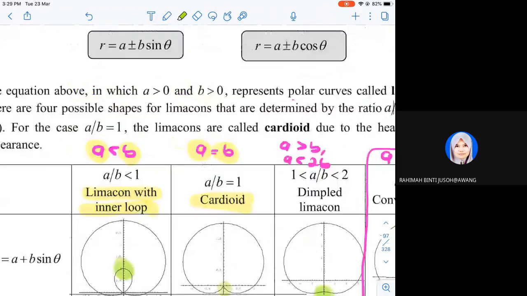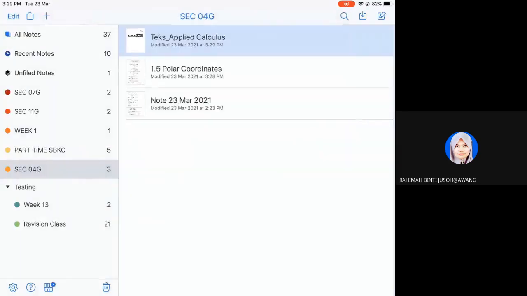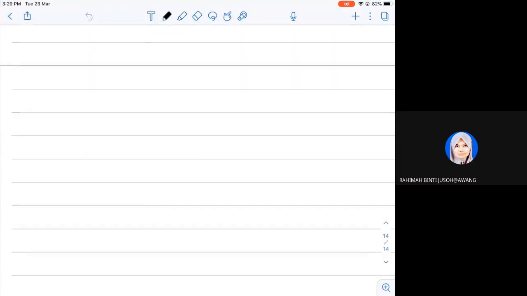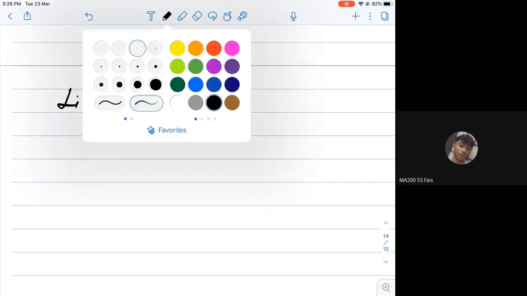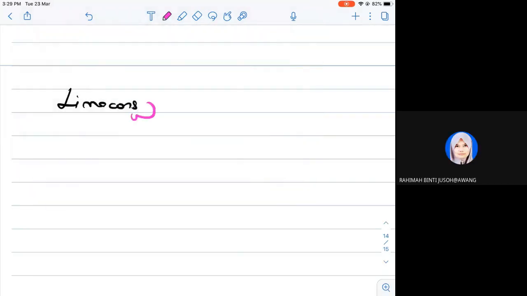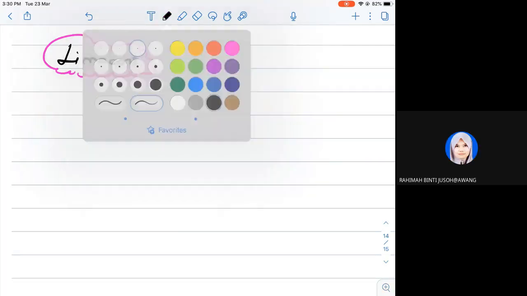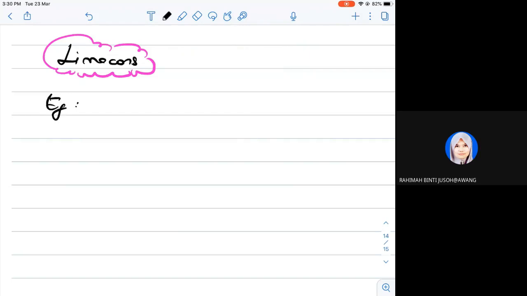Okay, kalau kes dia berlainan A dengan B tu. Okay, saya bagi satu contoh soalan lah untuk limacons ni. Limacons. Apa nama dia limacon? Kenapa lama dia limacons? Memang limacons lah bentuk dia gitu. Okay. Example. Kita buat satu contoh soalan.